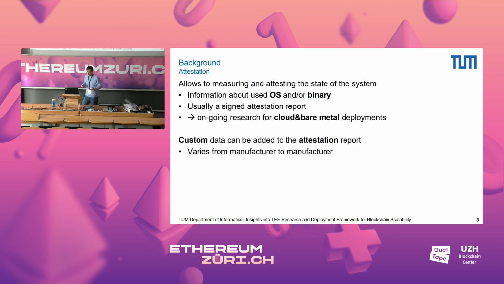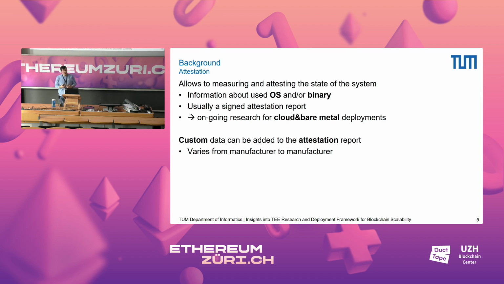The attestation itself describes the state of the system. It can cover the operating system, the binary, and other relevant information that is later signed. We don't have time to dive into the details, but I'm happy to discuss further how the attestation root of trust is issued in collaboration with various manufacturers.